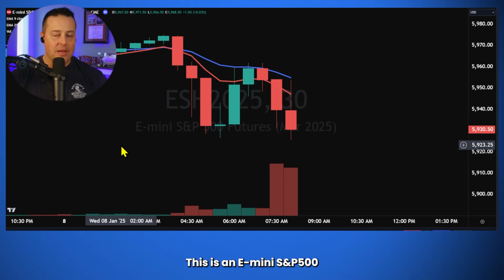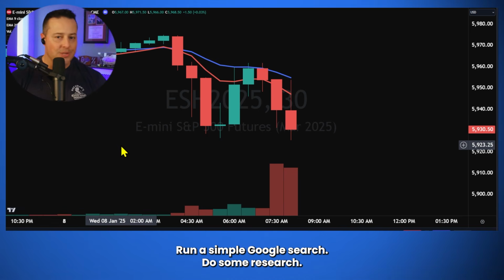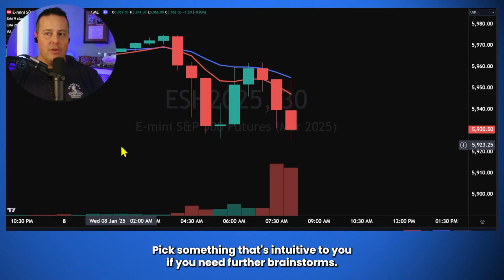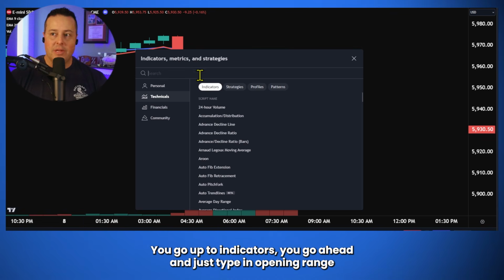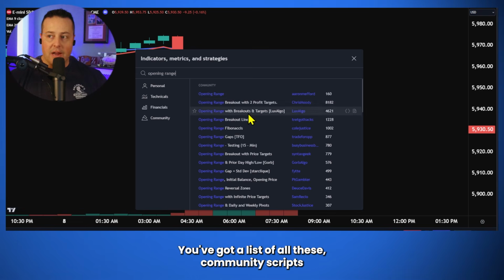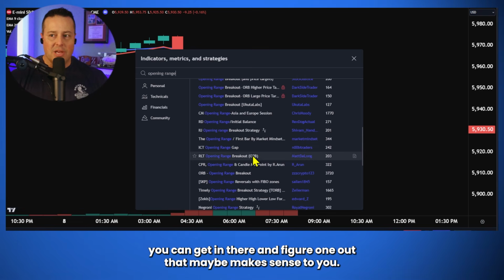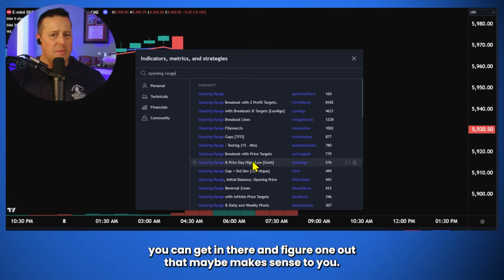This is an E-mini S&P 500 30-minute chart. Now, there's many ways to pick a range. If you don't have any idea at all, run a simple Google search, do some research, pick something that's intuitive to you. If you need further brainstorms, TradingView is a great resource. You go up to indicators, you just type in opening range, and there you go. You've got a list of all these community scripts. You can get in there and figure one out that maybe makes sense to you.